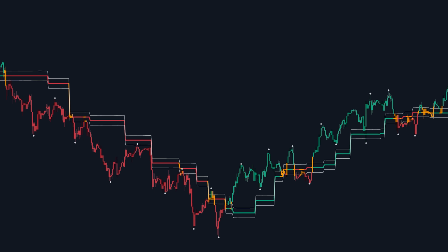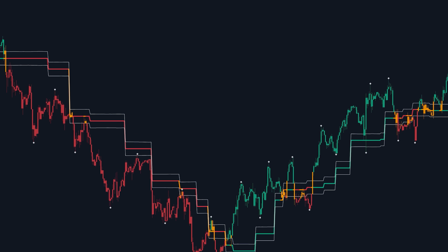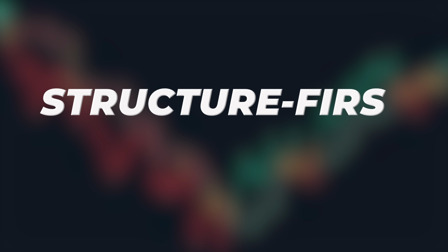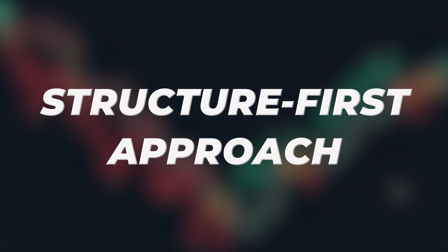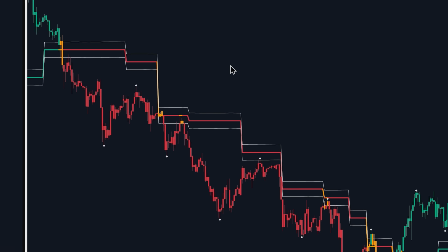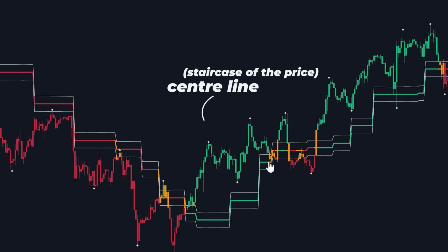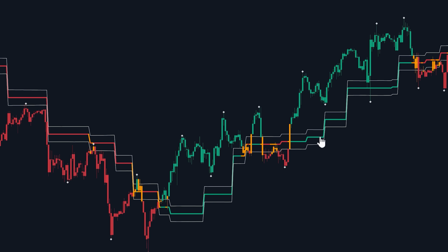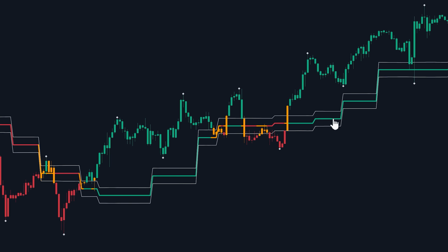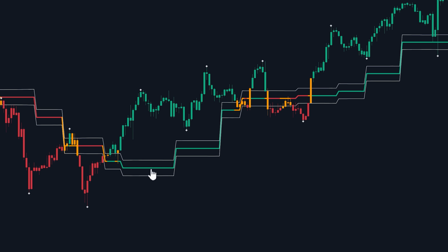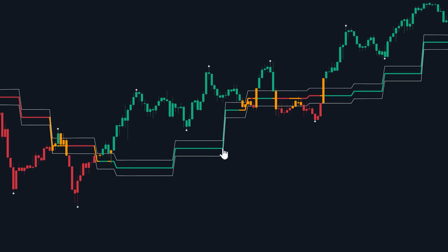This indicator is designed to tackle that problem head-on with what they call a structure-first approach. So let's break down what we're looking at. At the center of this indicator is the center line, which you'll note looks like a staircase for the price. You'll notice it doesn't curve or smooth like a regular moving average. Instead, it holds its level horizontally and only snaps up or down when the market creates a new confirmed pivot high or pivot low. This is the key.